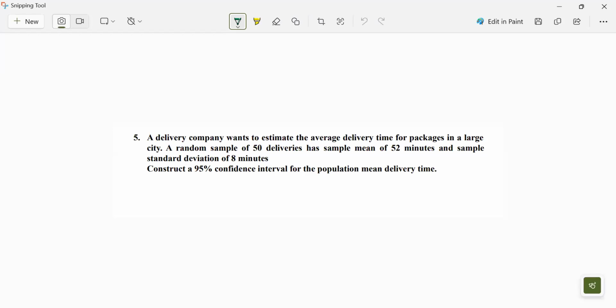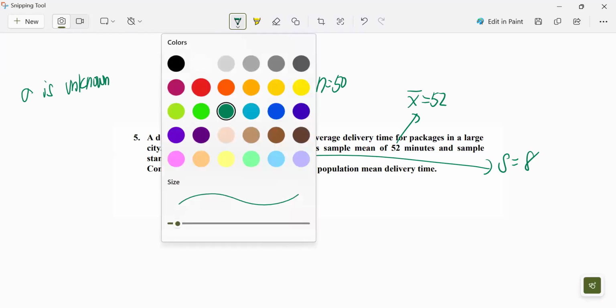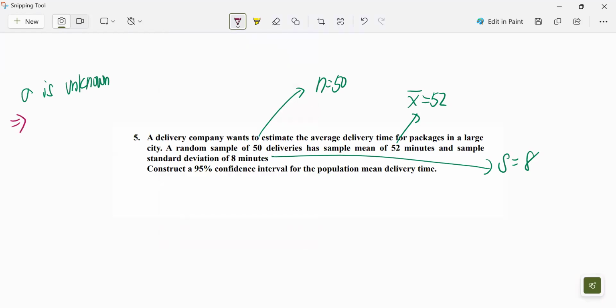So let's go over the solution. Here we have sample size 50, and then sample mean is 52 minutes. Sample standard deviation s is 8 minutes. Now we are creating the 95% confidence interval. Here, because sigma is unknown, we are using the t-distribution.